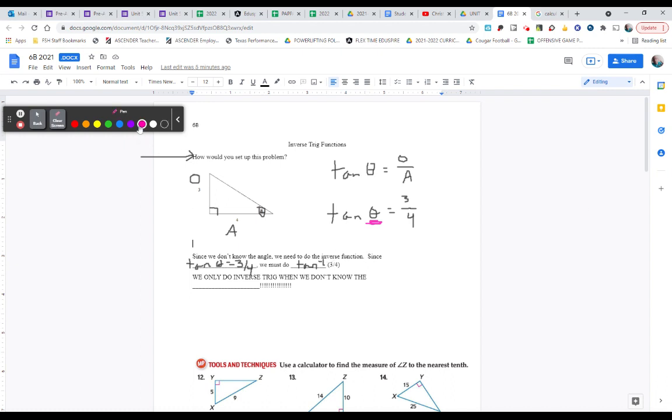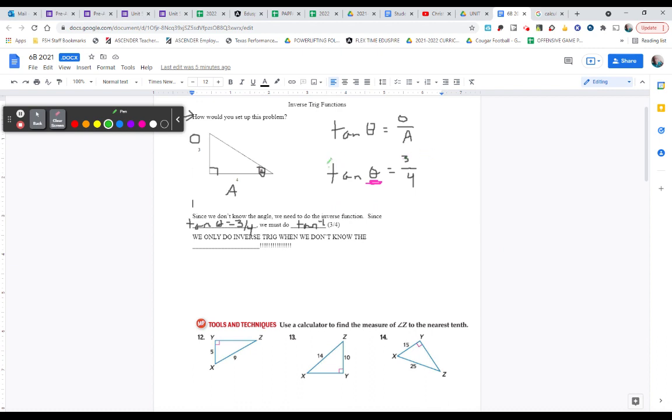So what this does is this. We have tan of theta equals 3 over 4. To get rid of tan, I need to do the inverse tan, the tan negative 1 function, on this side right here to cancel out tan. Well, again, in any algebra problem, I've got to do the same thing to one side that I do to the other side. So I have to do the inverse tan of 3 over 4.